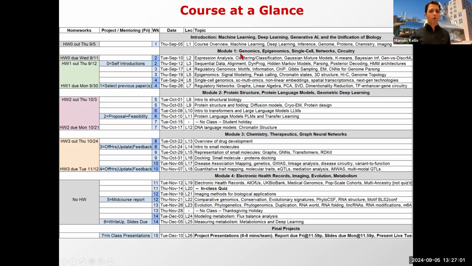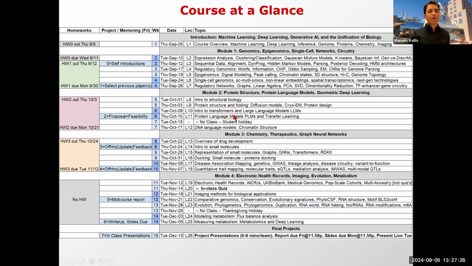And now we're going to talk for the rest of the lecture today about the actual content. Okay. So on the right here, we have module 1, which is about genomics, epigenomics, single cell networks, and circuitry. Okay. This by itself could have been a fine 2-semester course. We're going to give it 3 weeks.